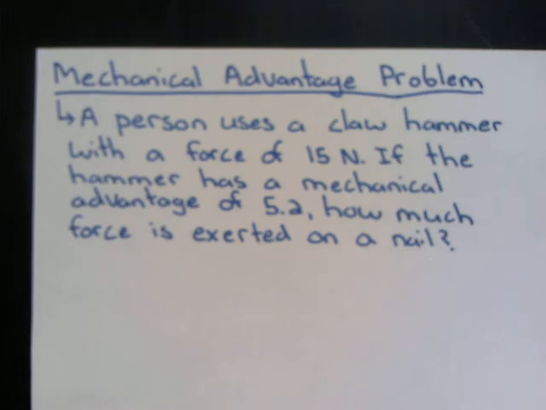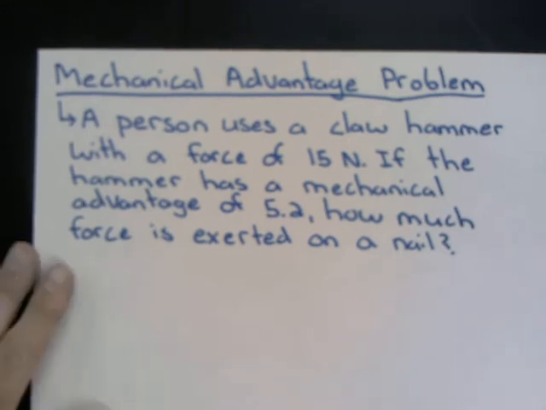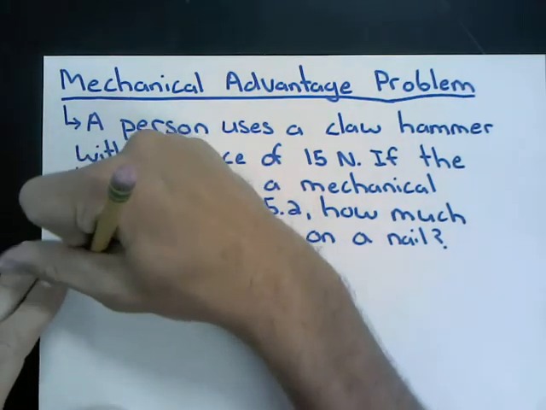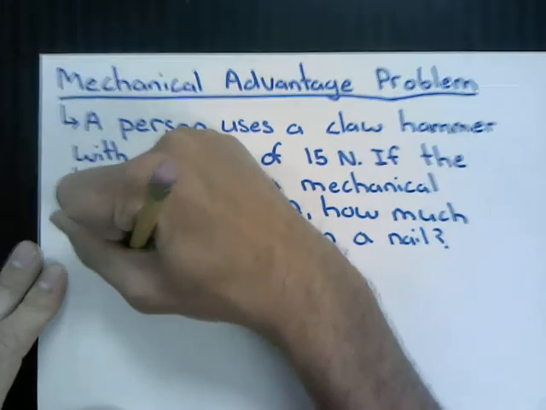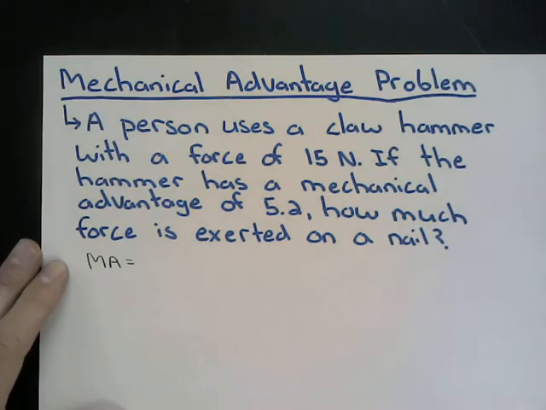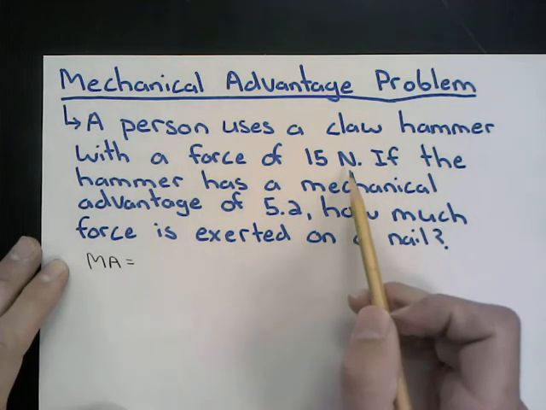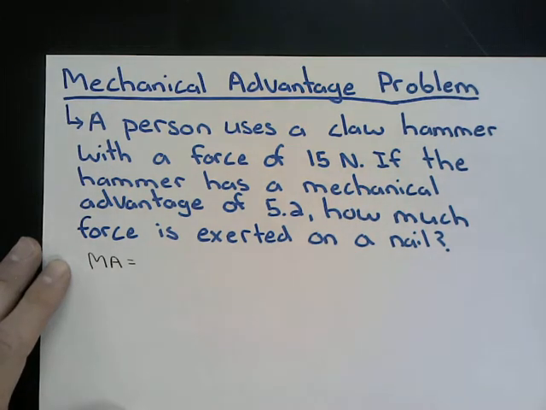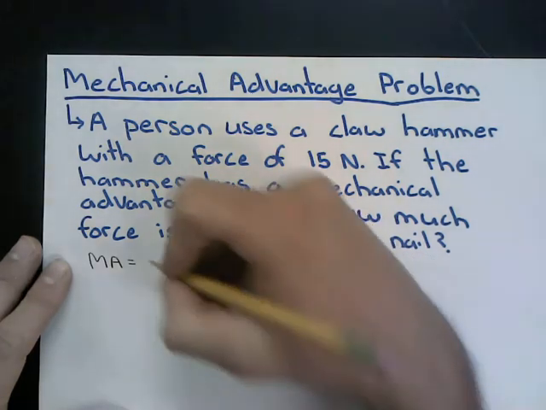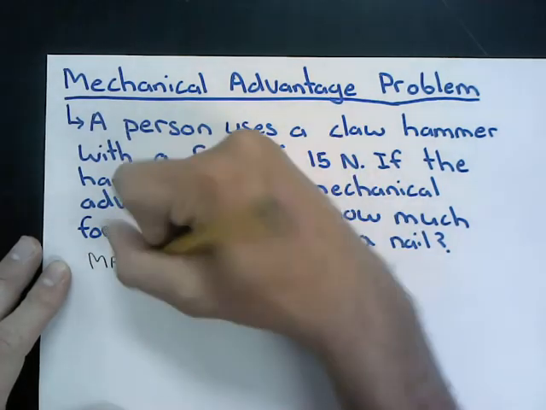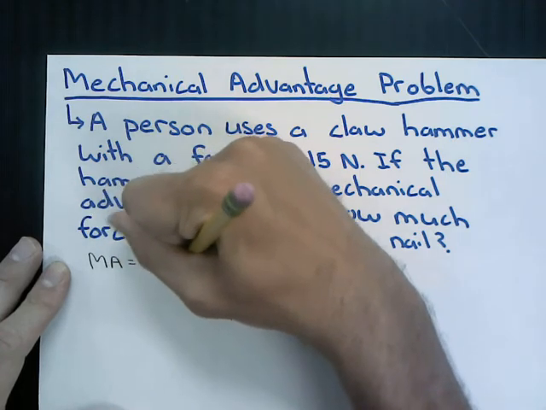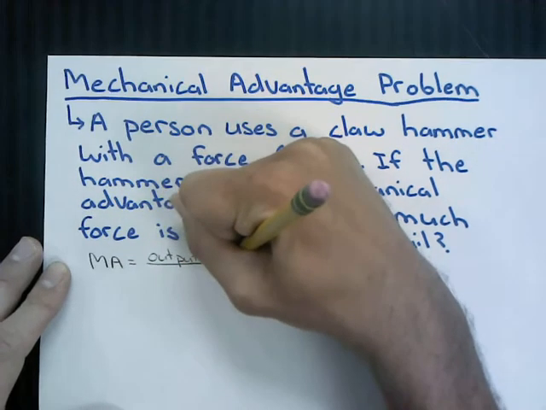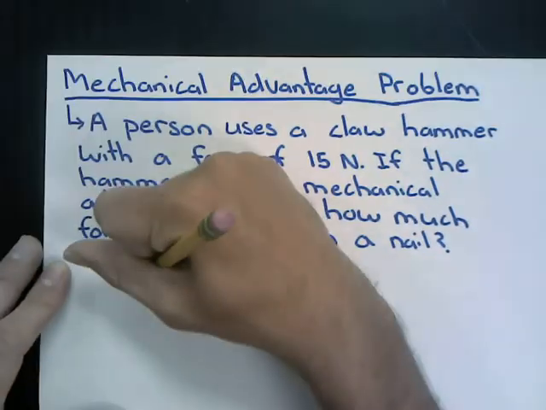We want to know how much force is exerted on that nail that person is trying to pull out with the claw hammer. So again, we go to our formula here, and now we have to be careful. For mechanical advantage, we talk about force, and we can also talk about distance, like a ramp. But if we're given force in newtons, we need to turn to the mechanical advantage that uses force. So with that problem here, the output force is divided by the input force.